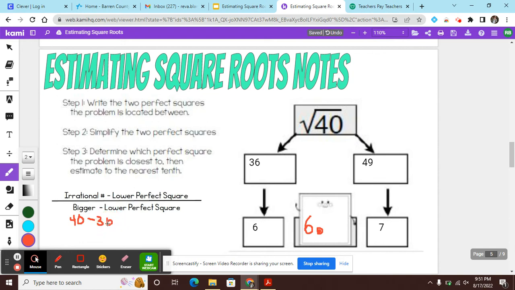The reason we do this is that we know this is going to be a fraction. The difference from 40 to 36 is going to be smaller than the difference between the two perfect squares. So 40 minus 36 is 4. It just happens to be the same as the last one as far as that difference. And then I'm going to take my bigger perfect square minus my smaller perfect square. So we've got 49 minus 36, and that is going to equal 13.